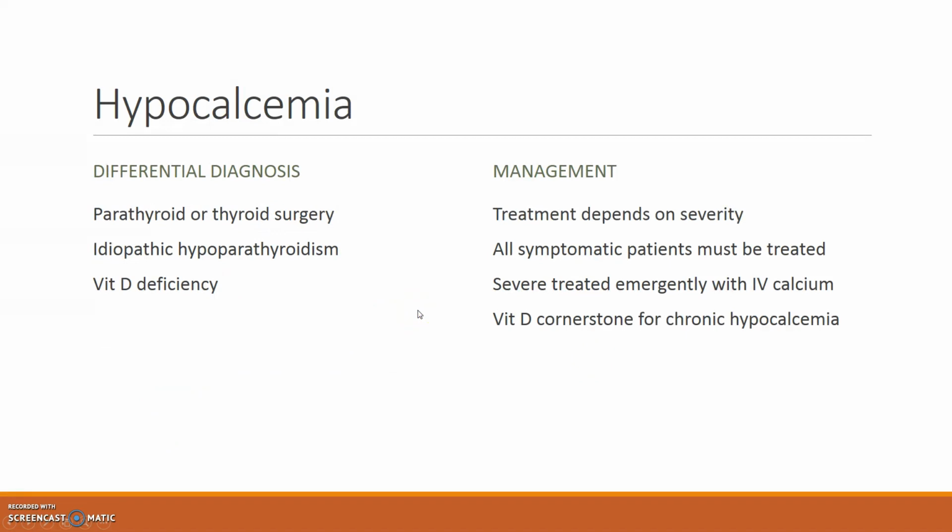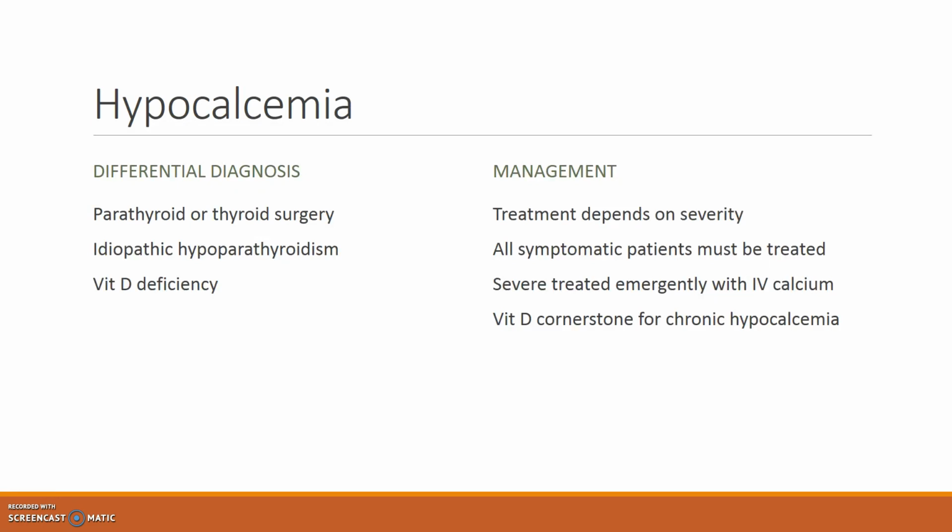Differential diagnoses. For hypocalcemia, you really need a good history. Have they had parathyroid or thyroid surgery? Could it be idiopathic hypoparathyroidism? And so no known reason, no known cause, or you can't identify one. And then that big one in your thinking, vitamin D deficiency.